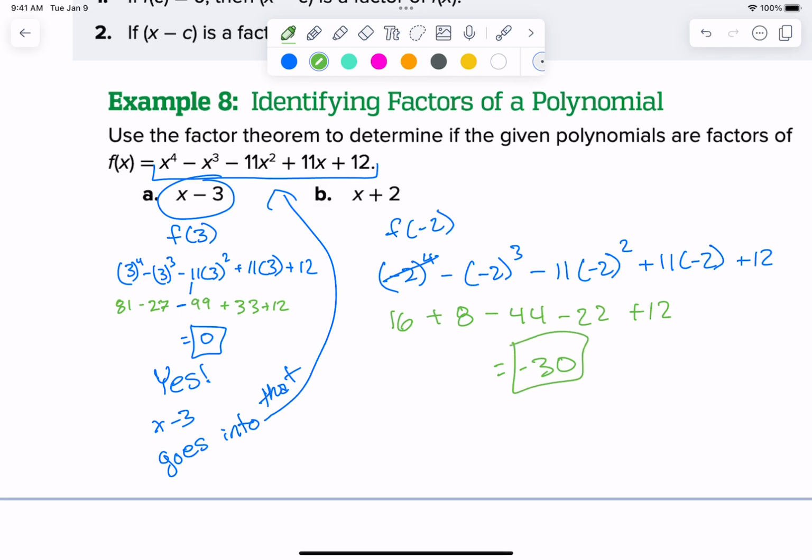So, what's that mean? Not a factor. It does not go in there.